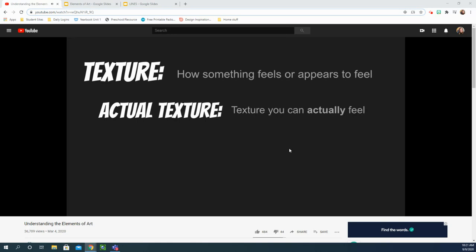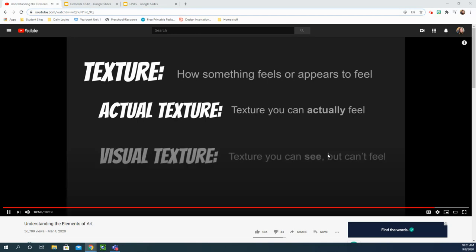Now, a lot of times in two-dimensional art especially, we have something called visual texture. And that is texture you can see, but you can't feel. We also call this implied texture. So we're implying that it feels like something, but it doesn't actually feel that way.